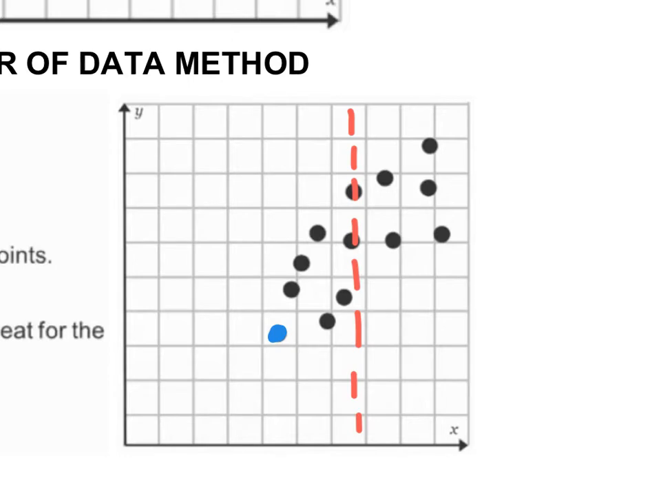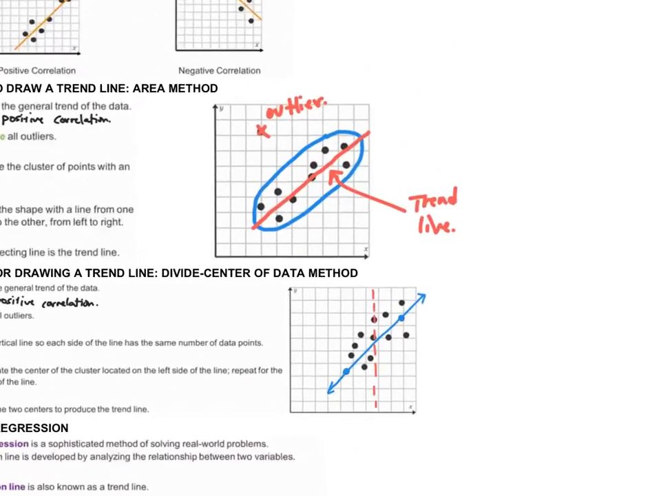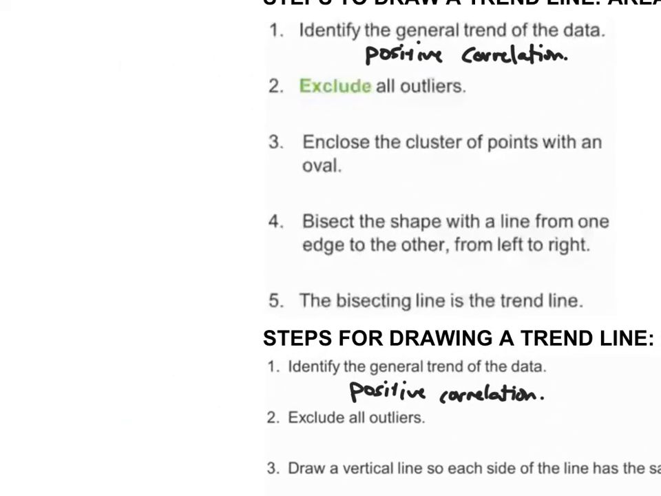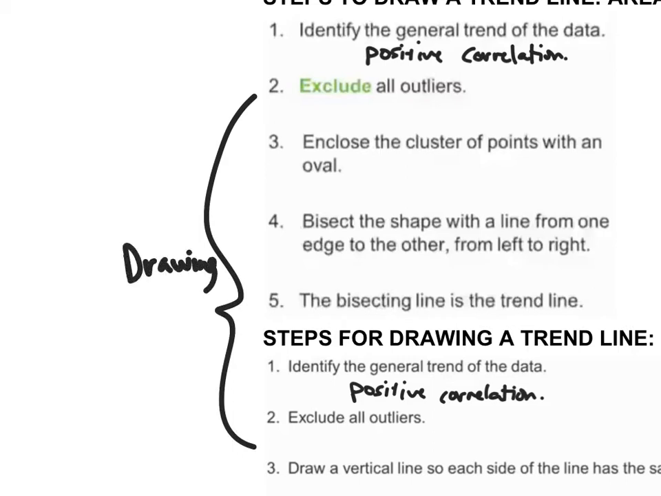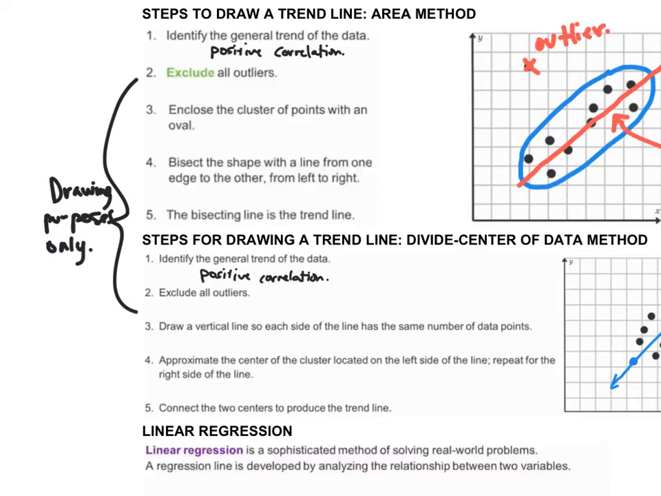Okay, and then what I'm going to do is choose this point to be my center over here. And then we draw our trend line that fits the data. Okay, now here's the deal, guys. Both of these methods are for drawing purposes only. So try and find room to write that. I know I'm writing off the page a little bit, but that's what we have, okay?